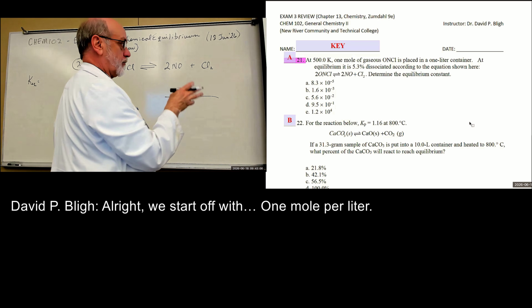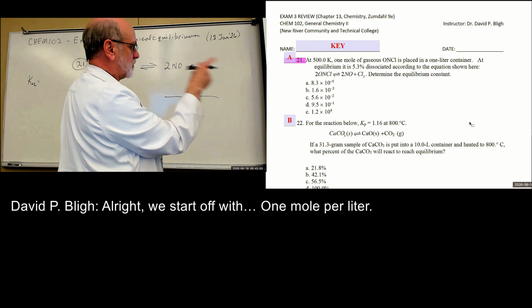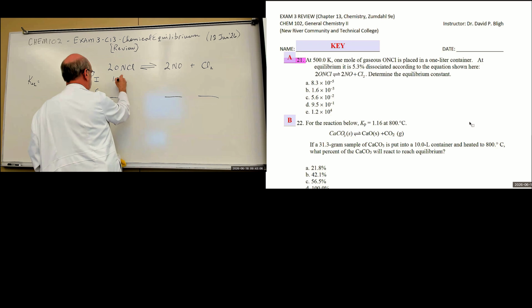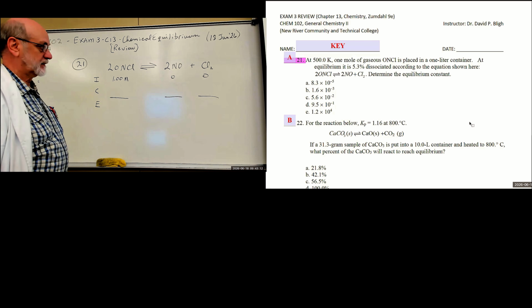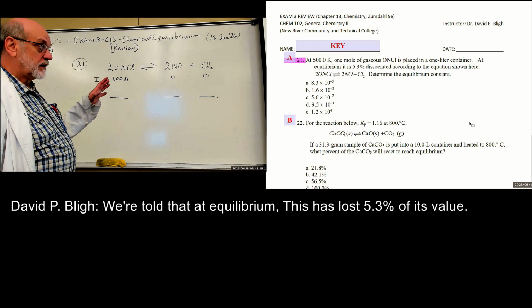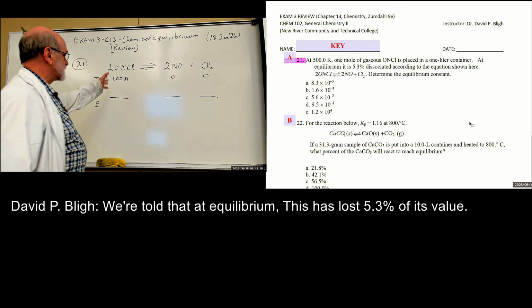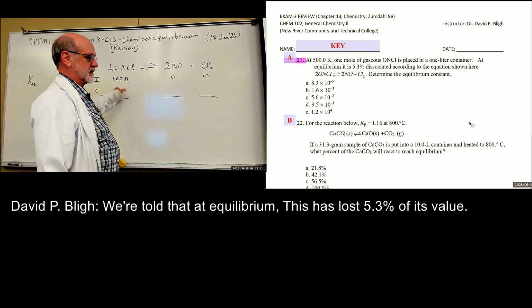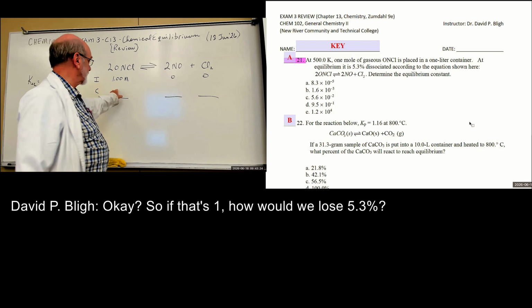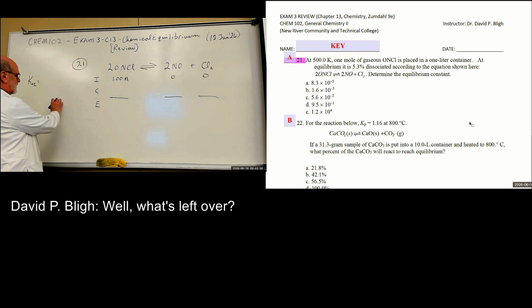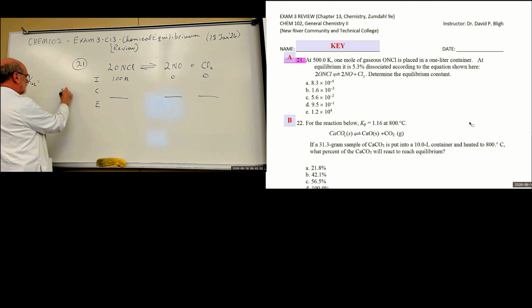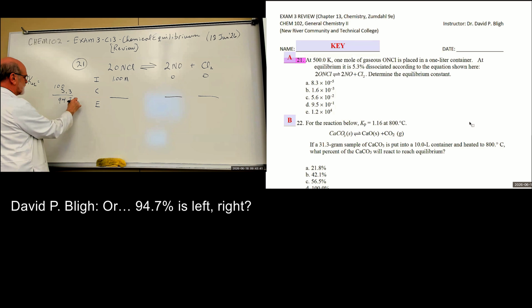All right. We start off with 1 mole per liter, 1 molar, and nothing here and nothing here. Okay. We're told that at equilibrium, this has lost 5.3% of its value. Okay. So if that's 1, how would we lose 5.3%? Well, what's left over? 100 minus 5.3, 94.7% is left, right?